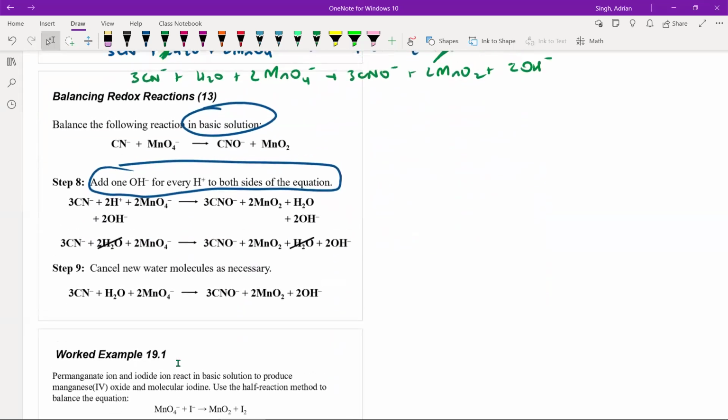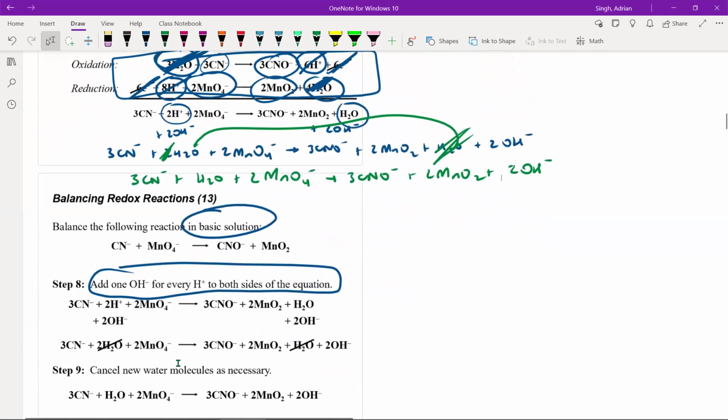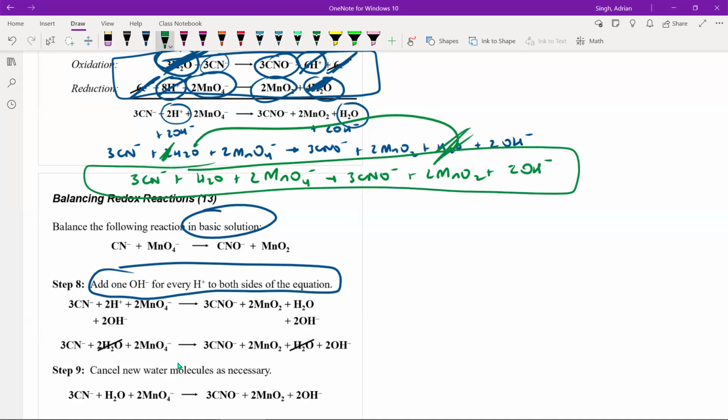Okay, so yes, it is an involved process when you balance a redox reaction by the half reaction method. But again, you can double check this. You can count your atoms, you can count the charges on both sides, and you will see that it is balanced, both in terms of the mass and also in terms of the charge.